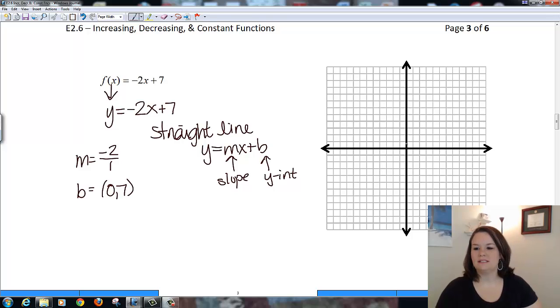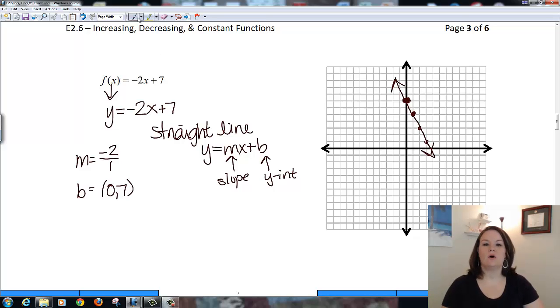I'm going to go up to 7, which is here, and then I'm going to count my slope. So I'm going to go down 2, forwards 1, down 2, forwards 1, down 2, forwards 1. And you can keep going. I have a good enough picture now. And I connect my dots.